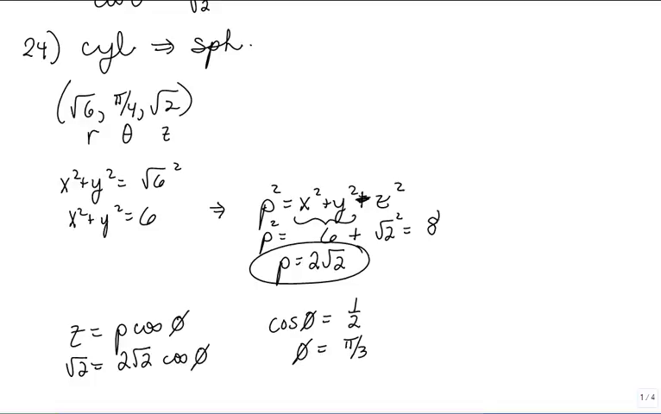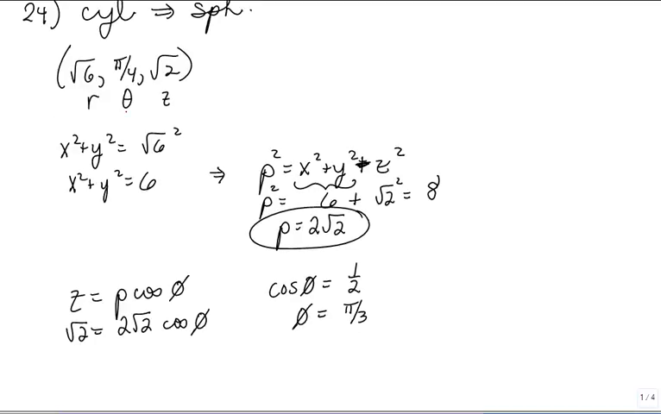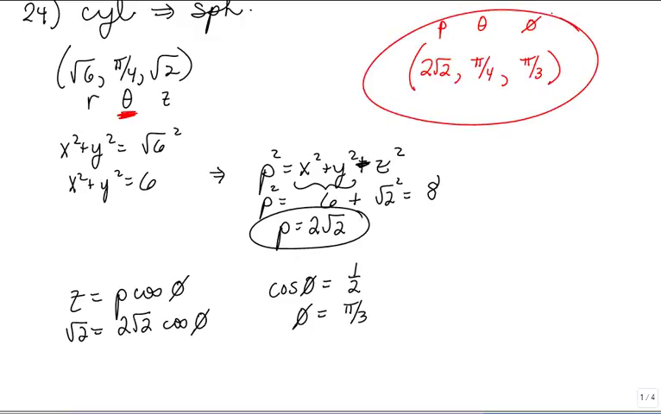And I already know theta. Theta was given. So I need rho, theta, phi. Rho is 2 square root of 2. Theta is pi over 4. And phi is pi over 3. We're done.